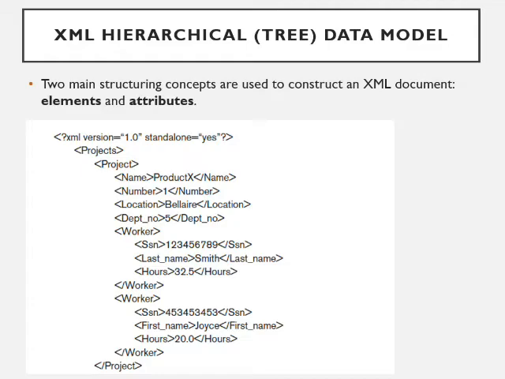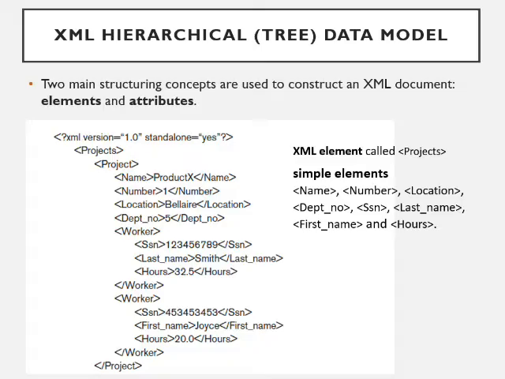Next topic is the XML hierarchical data model. It is also called the XML tree model. The two main structuring concepts used to construct an XML document are elements and attributes. Here, elements are represented in tags and attributes represent the values. Project tag is represented as an XML element, and simple elements are the tags with the name, number, location, department number, serial number, last name and hours. The complex elements are represented in tags such as project and workers.